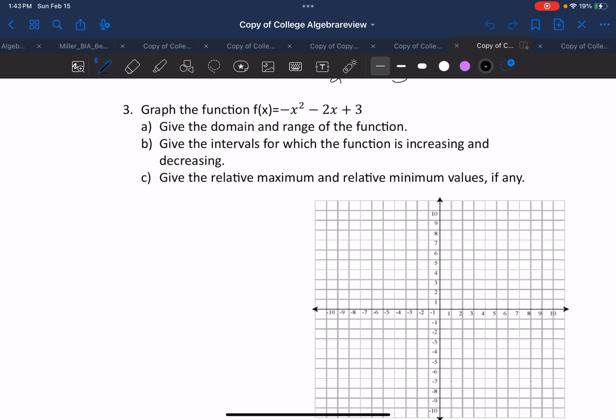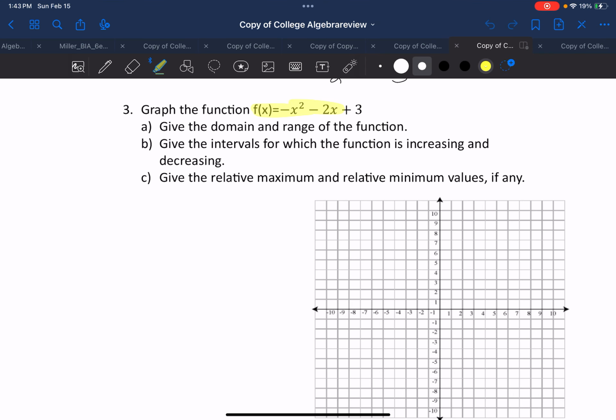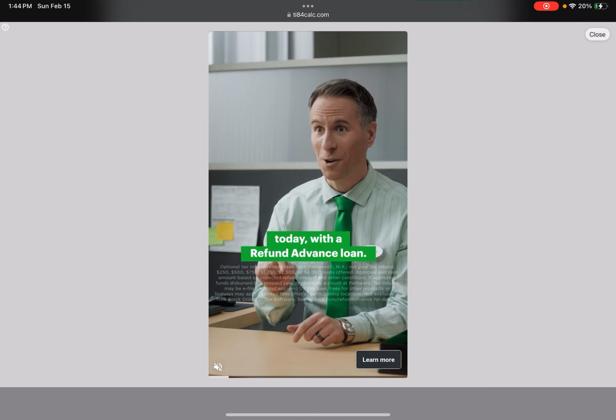So the next question was asking us to graph this function, f of x equals negative x squared minus 2x plus 3. On a question like this for your exam, they would probably give you multiple choice, and you can graph this using a graphing calculator and then compare. Or if they wanted you to actually graph it, you can also use your graphing calculator and find some points on the graph. So that's what I'm going to show you how to do now on the graphing calculator.